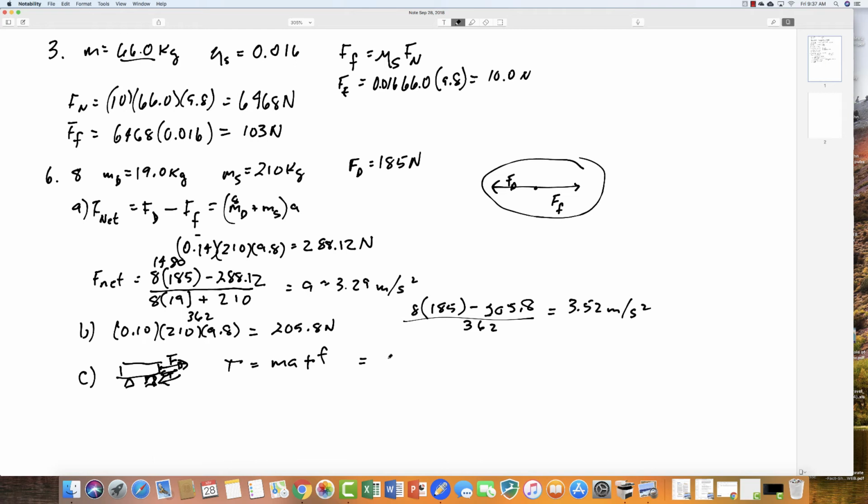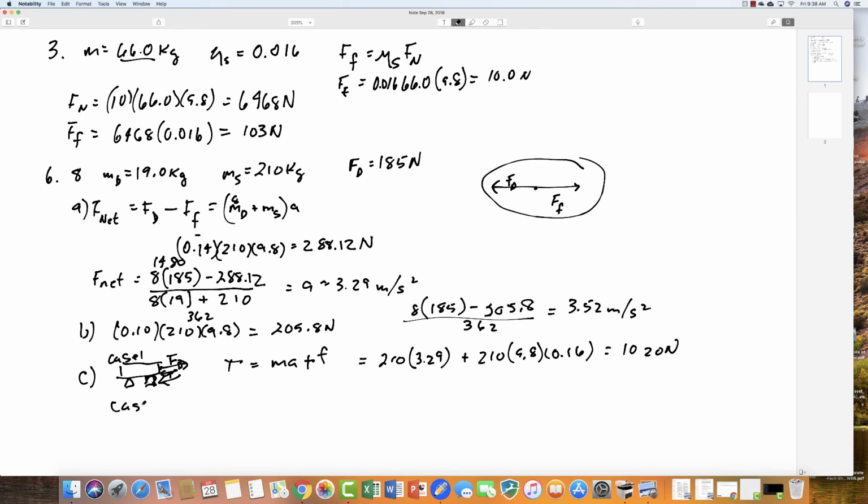So if we put this in, we have 210, that's the mass of the sled, times 3.29, which is the initial acceleration they were asking about, plus 210 times 9.8 times 0.16. And if you add all that together, you're going to get 1020 newtons. And then that's for case 1, which is initiating.